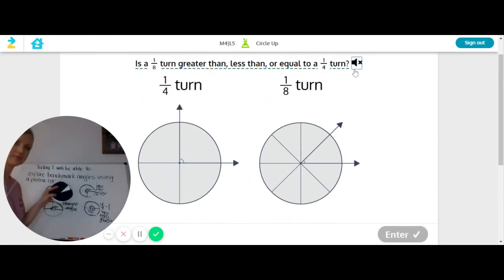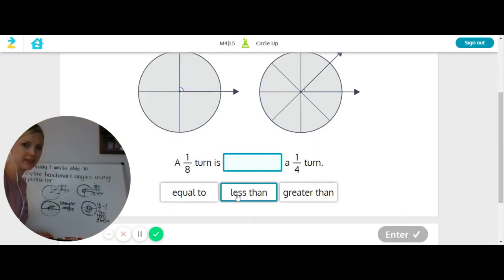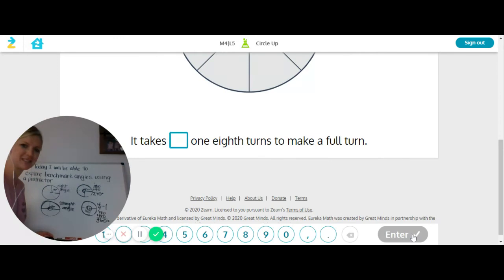Is a 1/8 turn greater than, less than, or equal to a 1/4 turn? Let's take a look at those measurements. For 1/4, I had this angle, which is twice as many parts as an eighth. So 2/8 is equivalent to 1/4. So it's asking us, is an eighth turn greater or less than? And it is less than. Great use of your fraction knowledge to help you with angle measurements.